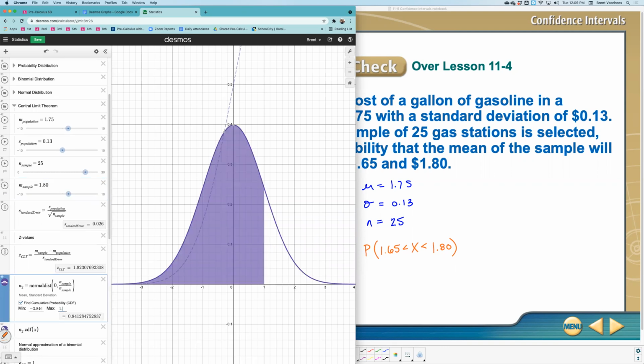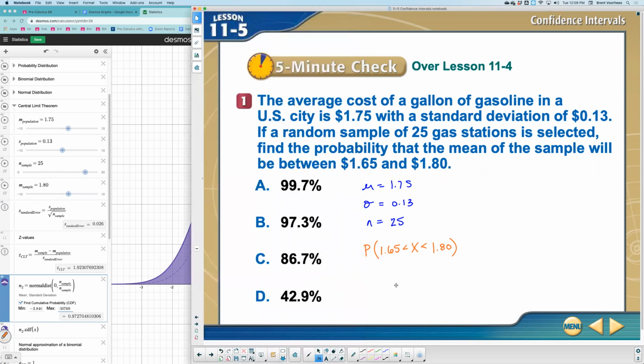So let's type that in, 1.9230769. And we're getting that we have a 97.3% chance of having a probability in between $1.65 and $1.80. So 97.3 would be the correct answer here on number one.